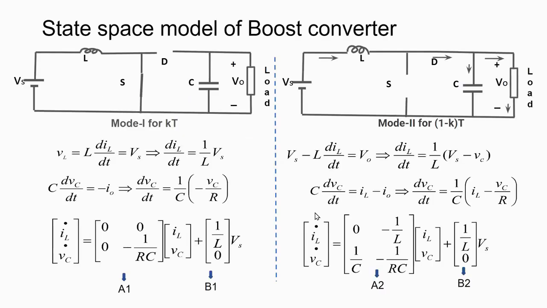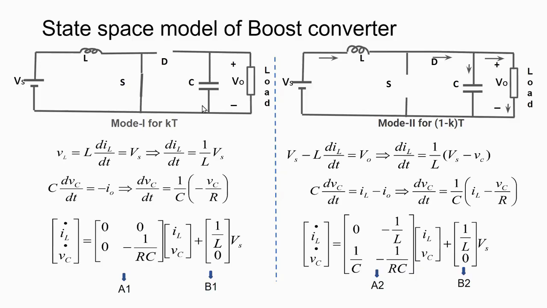Now we are going to derive the state space model of the boost converter. We know that the boost converter can operate in two modes. Mode 1, during which the switch is in the on condition. Mode 2, during which the switch is in the off condition. Mode 1 equations: during mode 1, we have to write the differential equations, and from the differential equations, we have to get the state model.